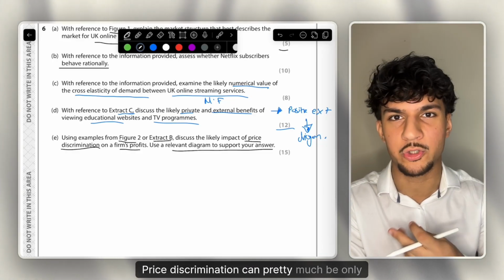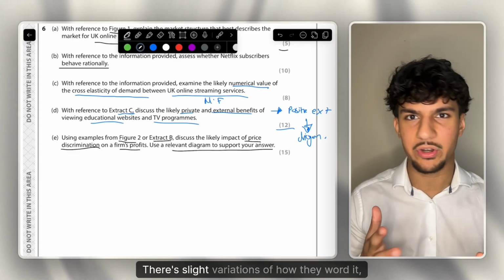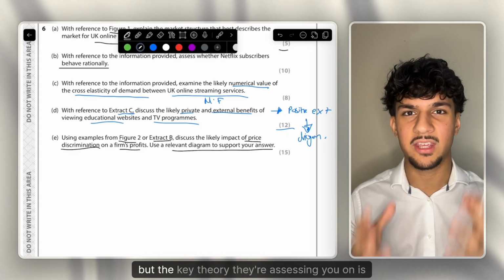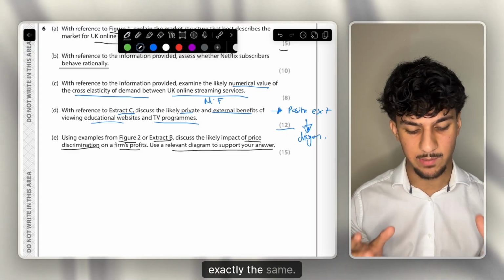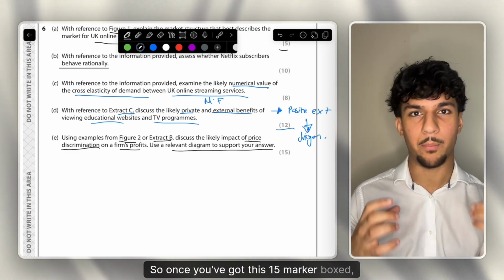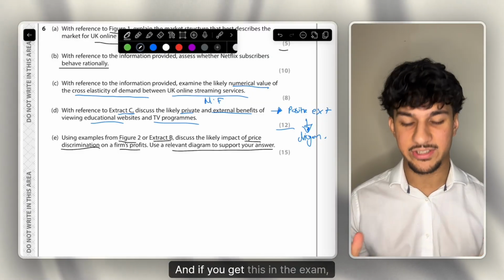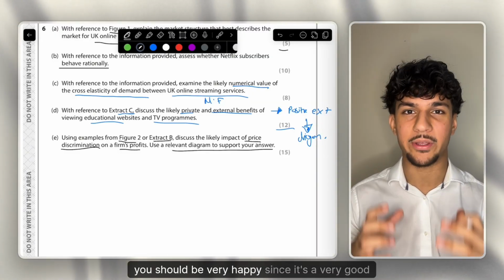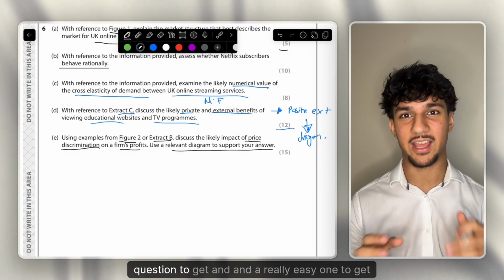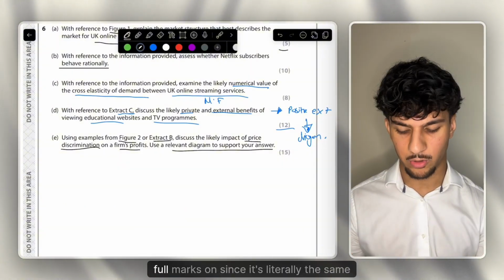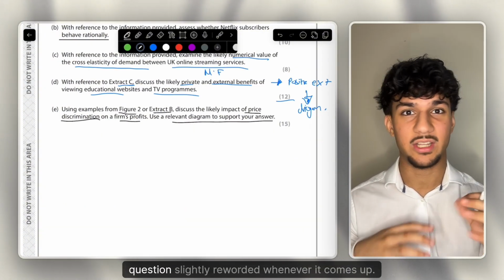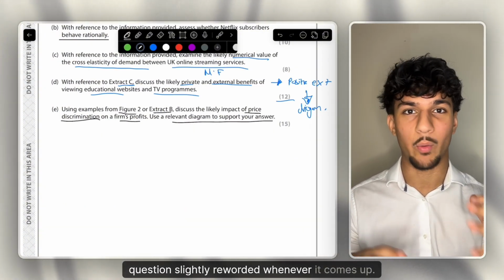Price discrimination can pretty much be only assessed in one way. There's slight variations of how they word it, but the key theory they're assessing you on is exactly the same. So once you've got this 15 marker boxed, you've got like a model answer for it, you're perfect. And if you get this in the exam, you should be laughing. You should be very happy, since it's a very good question to get and a really easy one to get full marks on, since it's literally the same question, slightly reworded whenever it comes up.